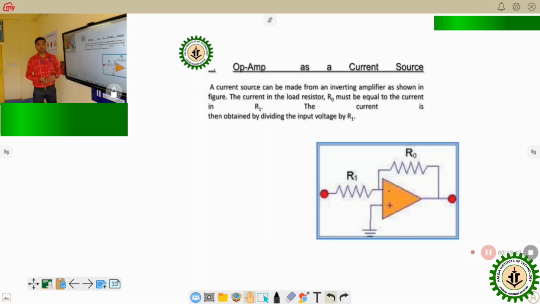It can also act as a current source. Here it can be clearly seen that the input terminal is connected with the inverting terminal, feedback is there, and the non-inverting terminal is grounded. So it can act as a current source.